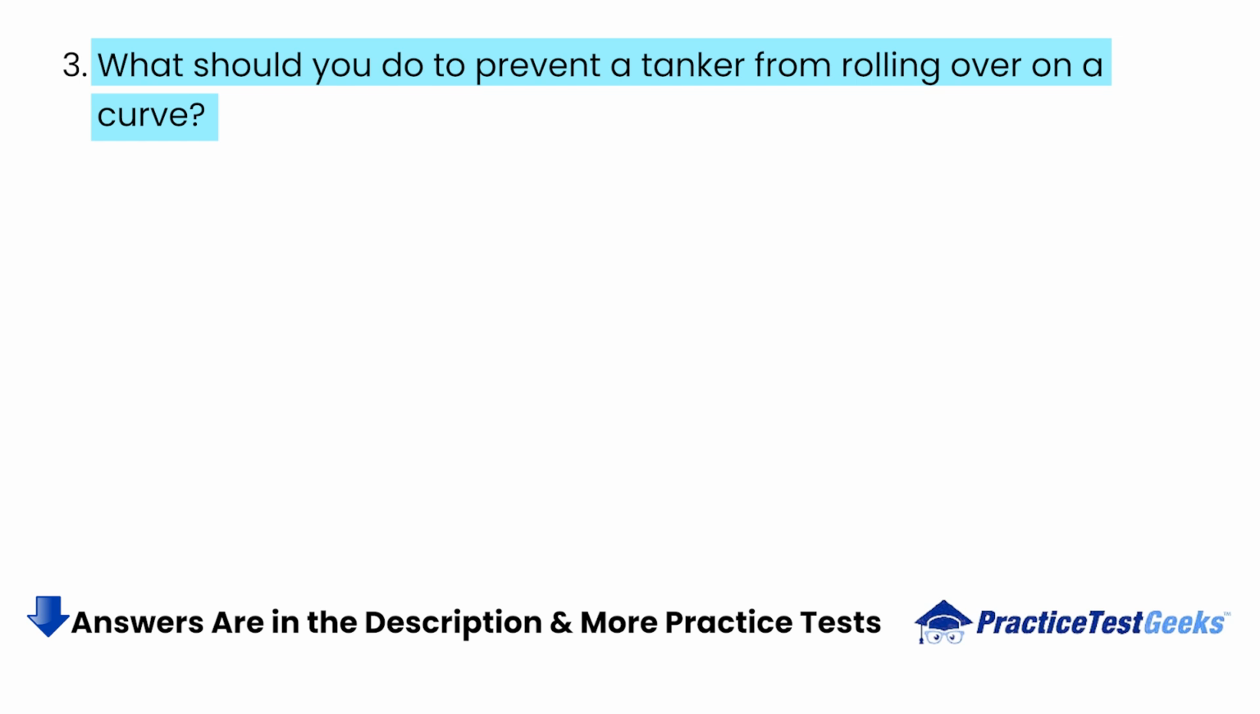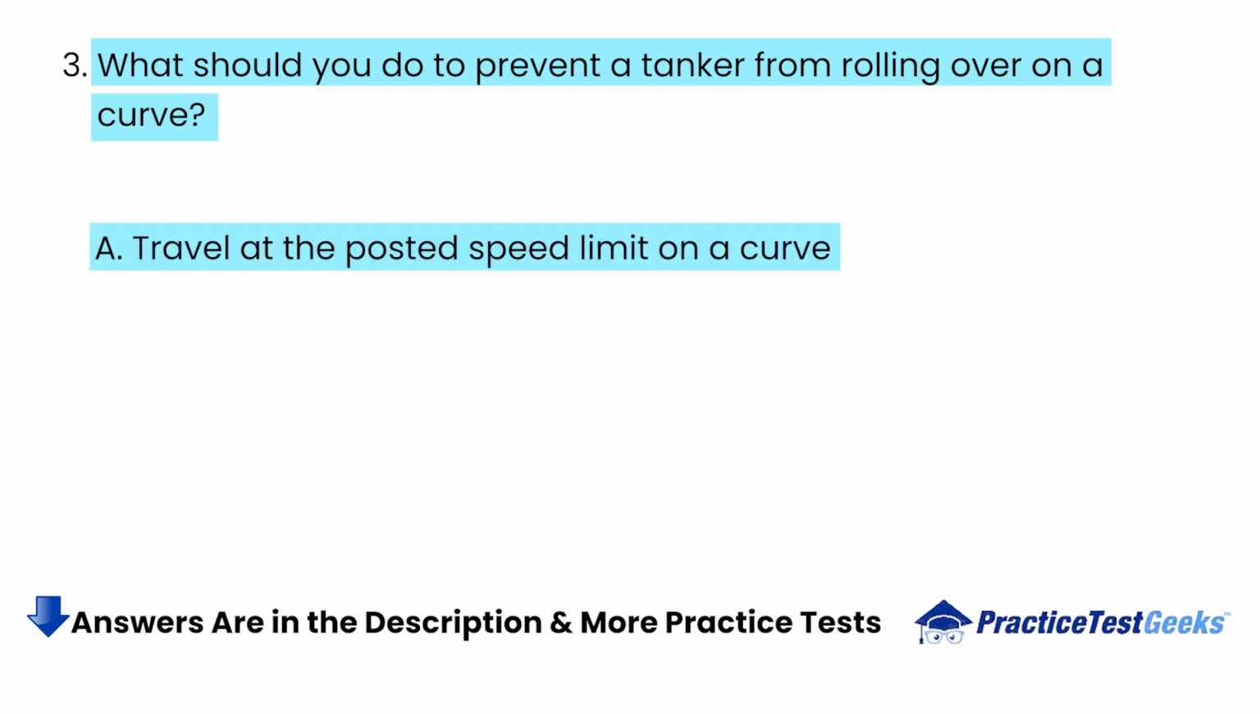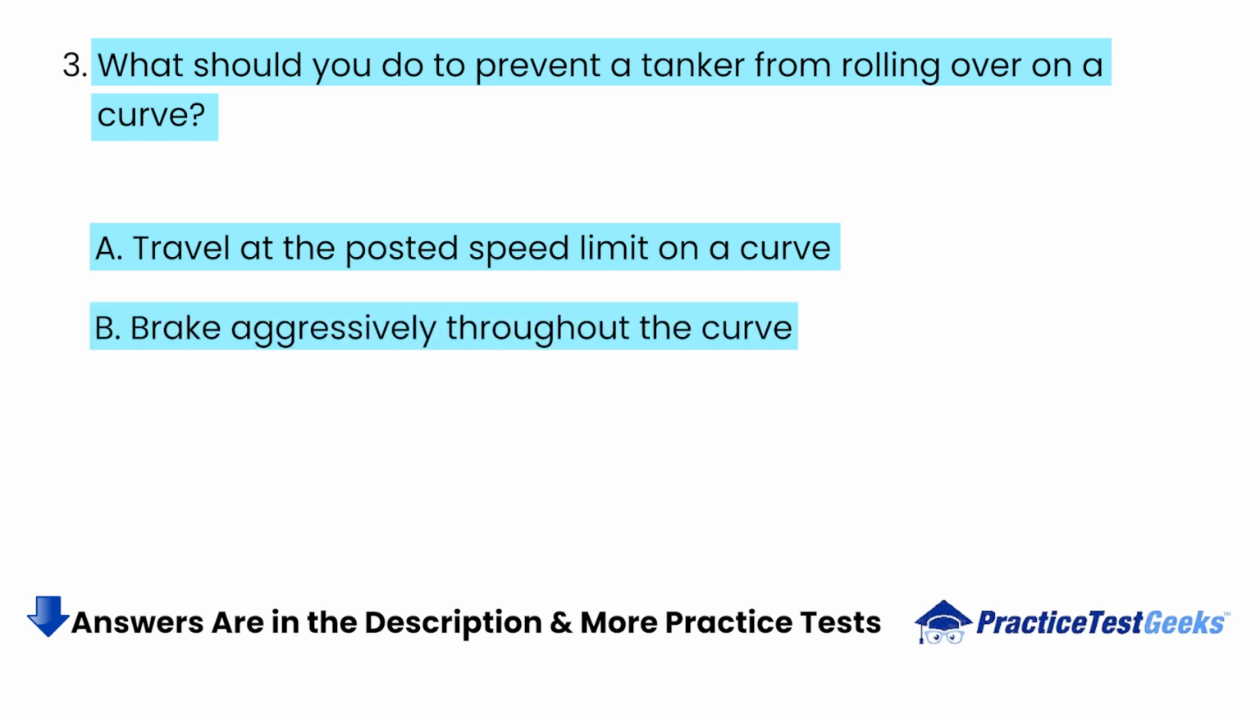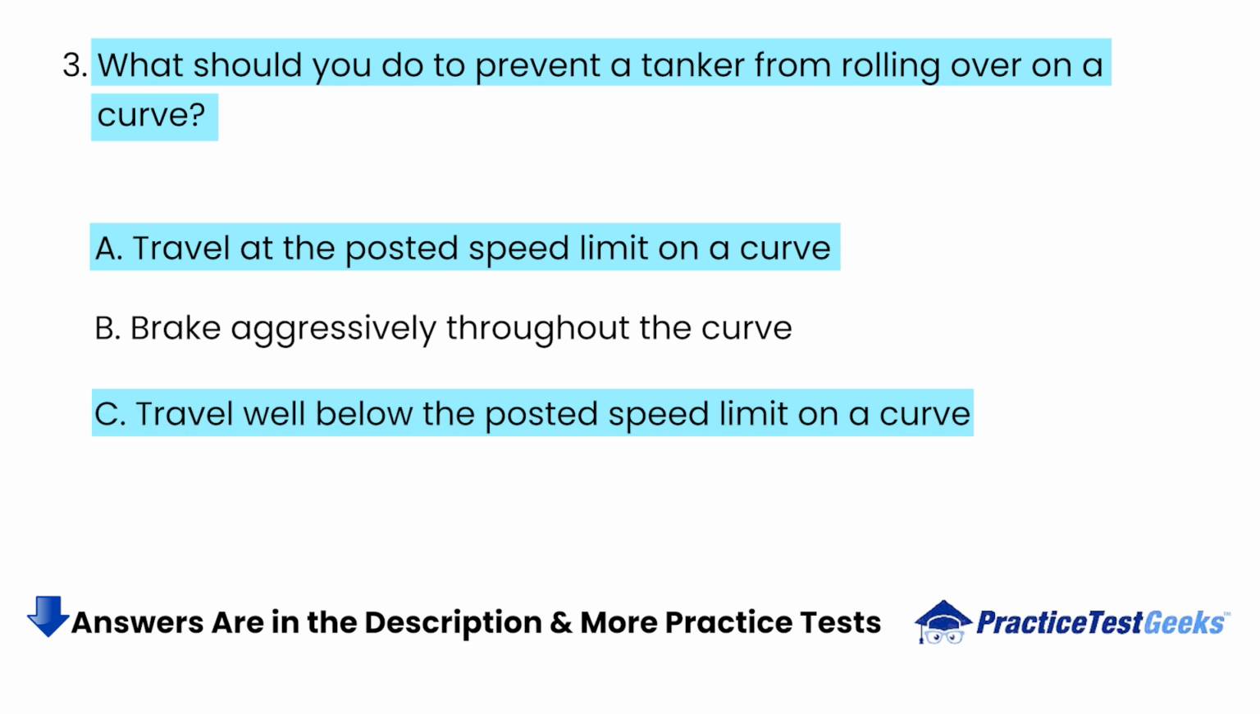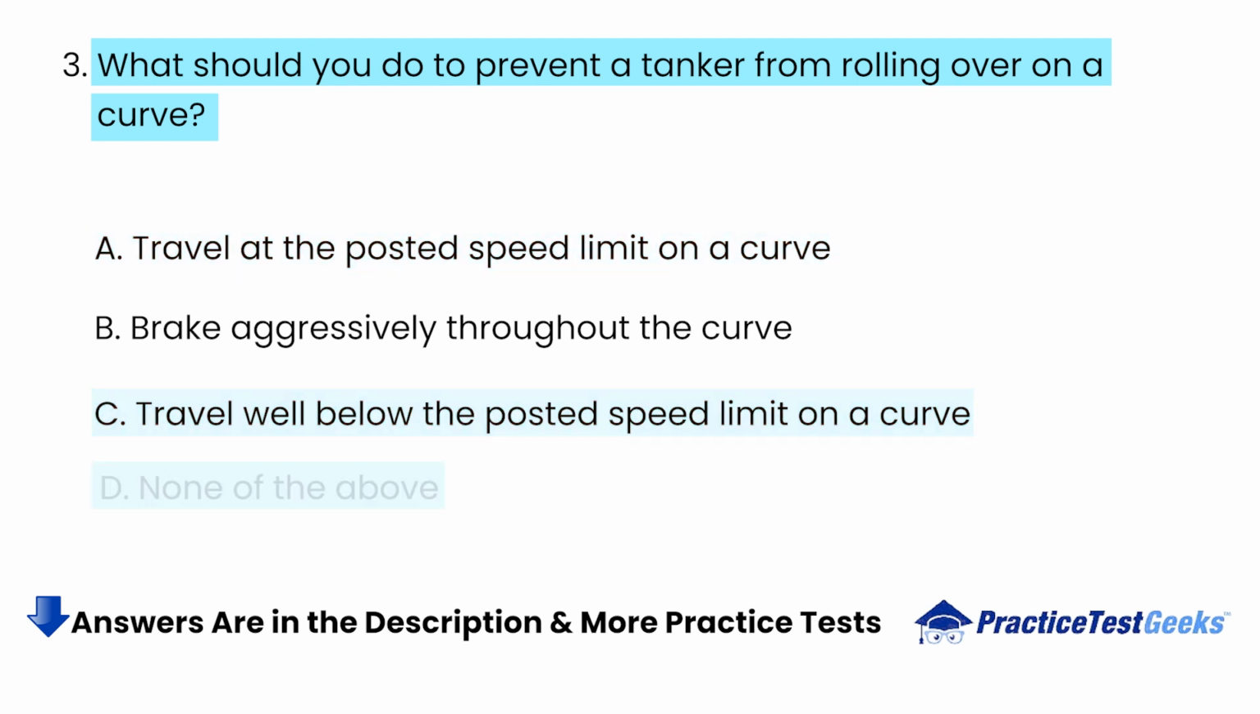What should you do to prevent a tanker from rolling over on a curve? A. Travel at the posted speed limit on a curve. B. Brake aggressively throughout the curve. C. Travel well below the posted speed limit on a curve. D. None of the above.